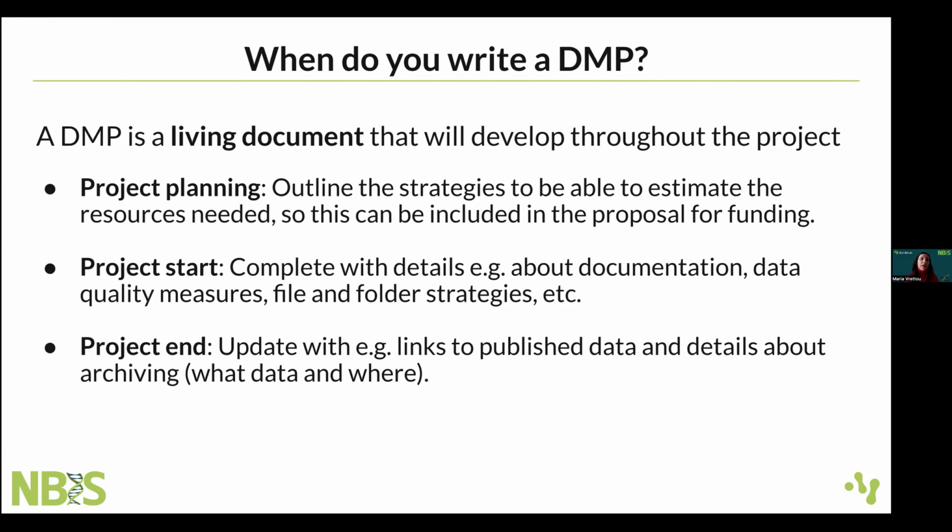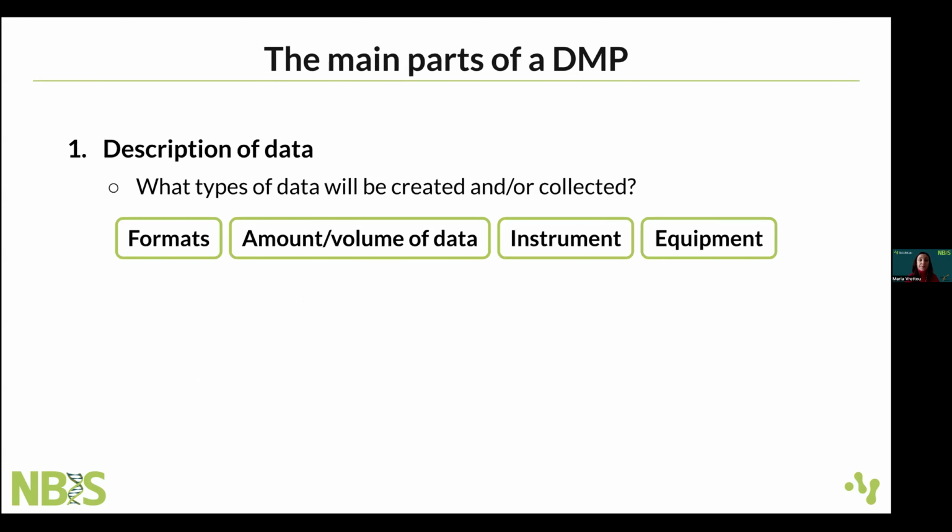We can go a bit deeper now to see the main parts of the data management plan. We can start with a description of the data. In this section, you identify the types of the data that you will create or collect, whether they are quantitative, qualitative, or if there are images, for example. And you will also outline the formats that you will use, the amount or volume of data that you will produce, or instruments and equipment that you will use.